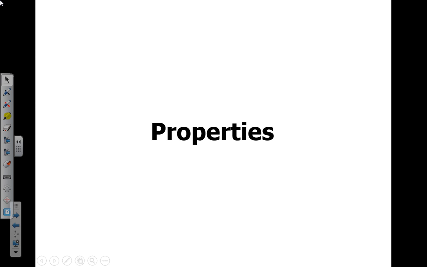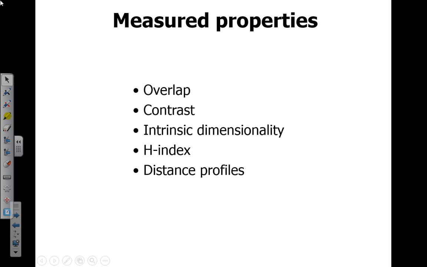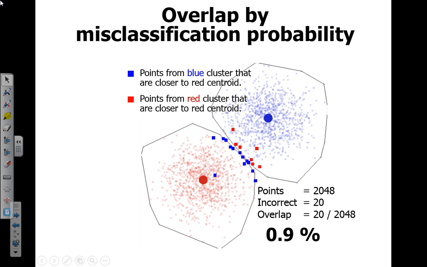Okay, a little bit more about the properties of this data to get a better understanding of what they are. I use these 5 different measures: overlap, contrast, intrinsic dimensionality, edge index, and distance profiles. Okay, since overlap is one important characteristic for how k-means performs, let me think about 2 different ways to define it.